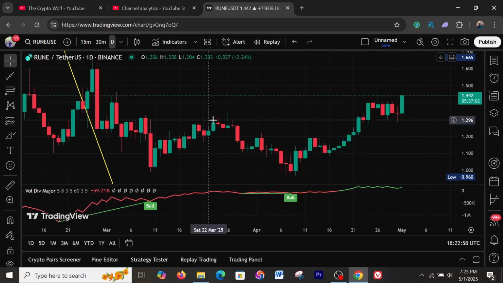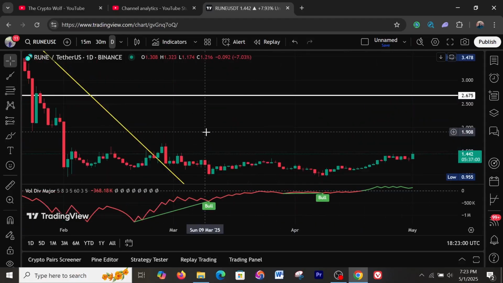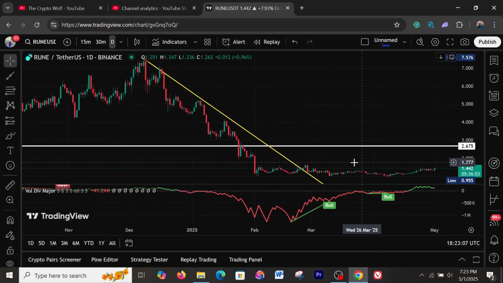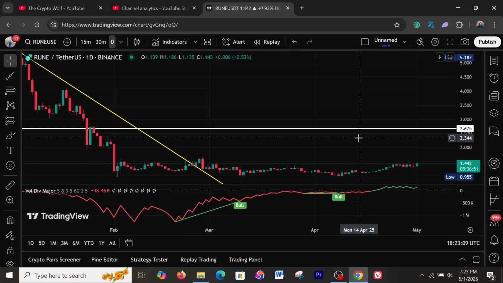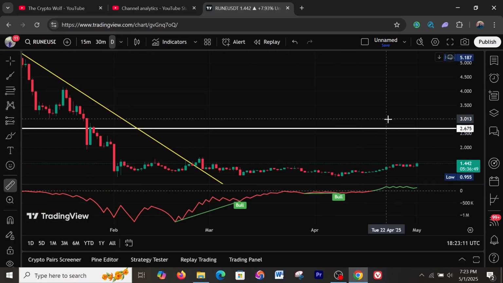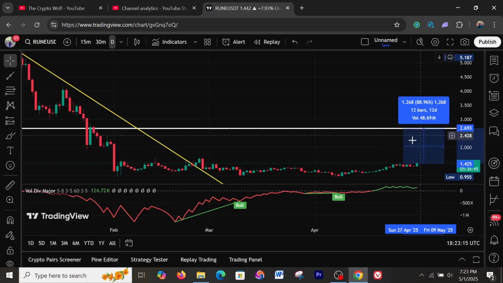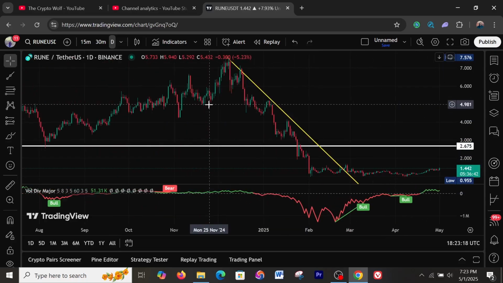So this is the first token you should really focus on. Price target is around 2.66. So from where it is right now to its price target, we're looking at almost 89%.